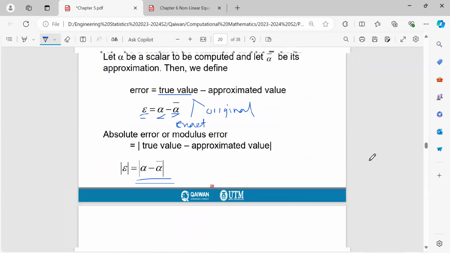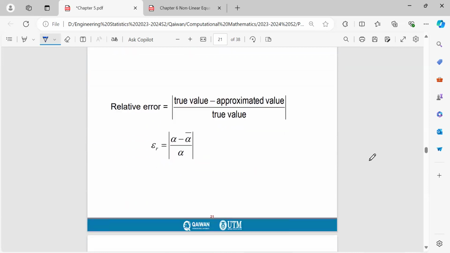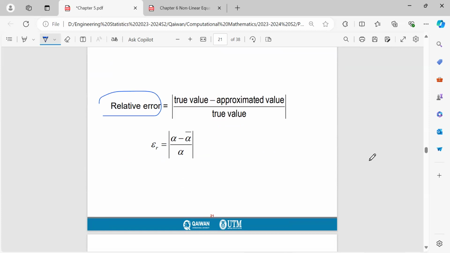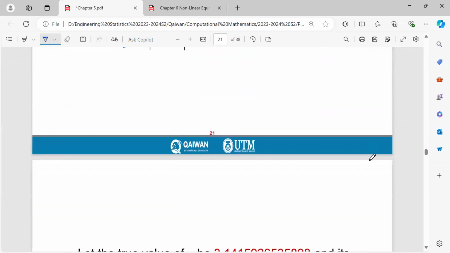But we have these two or three, let's say. We have error, which is true value minus approximate value. Absolute error is the absolute value of true value minus approximate value. And we also have relative error. Relative error is true value minus approximate value dividing by true value, all in an absolute value. Alpha represents the true value. Alpha prime or alpha dash is the approximate value. So the relative error is exact value or true value minus approximate value divided by true value.